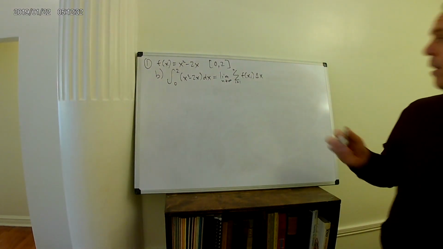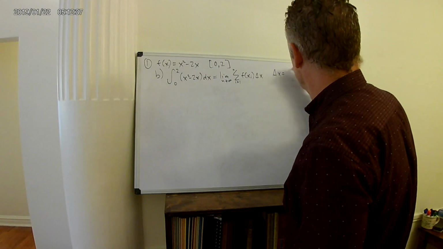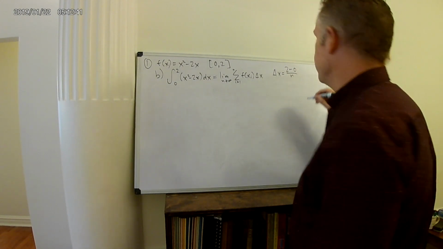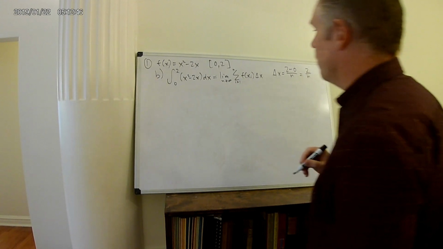The first thing to do here is to talk about the width of our rectangles. The width of our rectangles is the two endpoints, 2 minus 0, divided by n. We're using n rectangles, and this comes out to 2 over n. So that's the width of our rectangles.